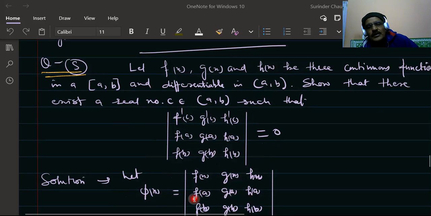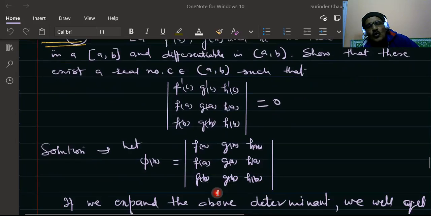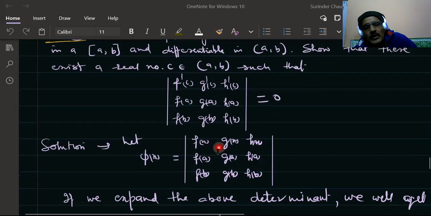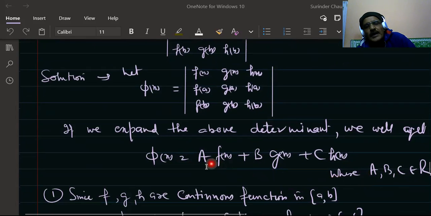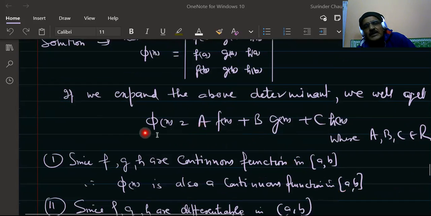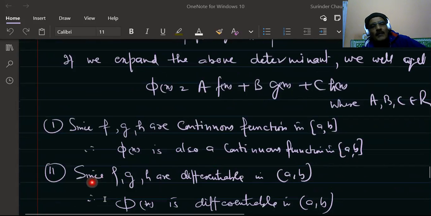Now f(a), g(a), h(a), f(b), g(b), h(b) are constants, they are real numbers. So when we expand this determinant using the properties of determinants, we obtain phi(x) as an expression in terms of f(x), g(x) and h(x), where the other entries are constants. We know that f(x), g(x), h(x) are continuous in the closed interval [a, b]. Therefore phi(x), being an algebraic sum of continuous functions, is continuous in the closed interval. Now f(x), g(x), h(x) are differentiable in the open interval, therefore phi(x) is differentiable in the open interval.